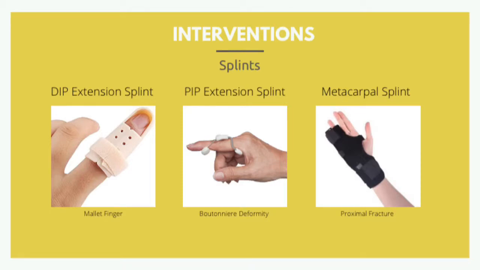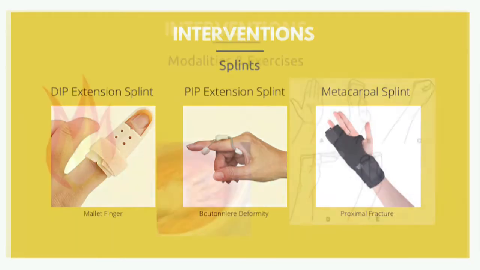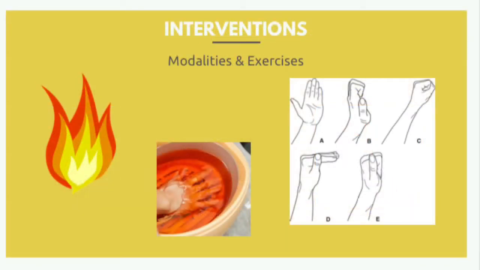This other one for boutonniere deformity is the PIP extension splint. And then the proximal fracture, you're going to use a metacarpal splint. It's also known as boxer's fracture as well. It includes that fourth and fifth finger fracture. And just a few more interventions.